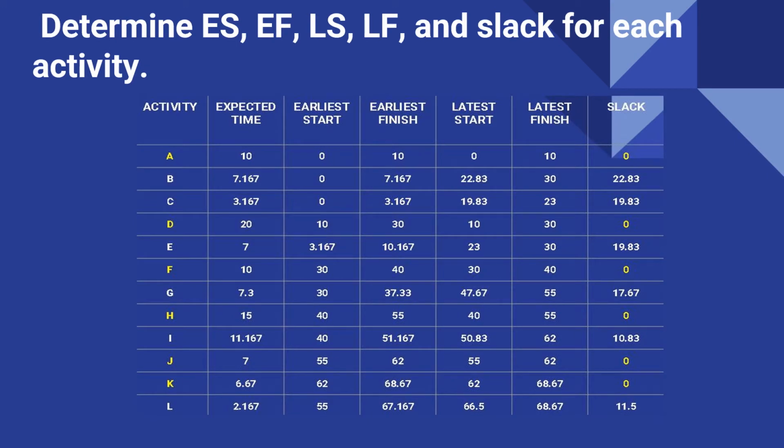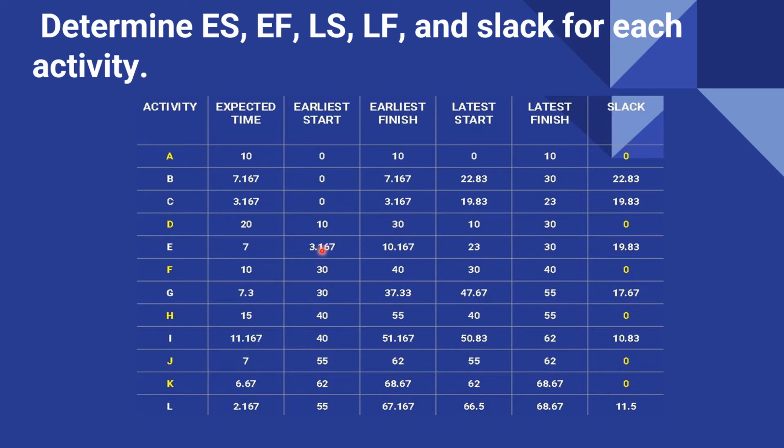Okay, so by doing the forward pass, we can get the earliest start and the earliest finish. For example, for activity A, earliest start 0, earliest finish 10. So from 10, that is when the immediate successor of A will start. For activity D, its immediate predecessor is A. So from A, its early start is 10, plus its expected time of 20, 10 plus 20 is 30. So this is just a forward pass on the time.